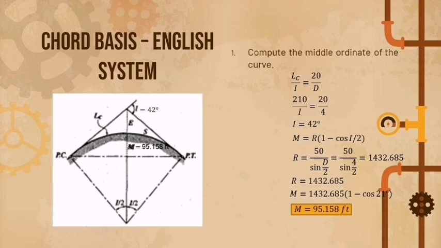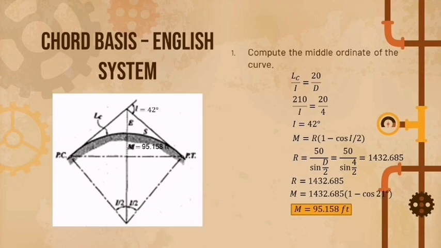So we're answering this by chord basis English system. Number 1, compute the middle ordinate of the curve. Again, the length of curve over the angle of intersection equals 20 over D. Our length of curve is 210, where the degree is 4. Substitute that to the formula and we'll get again the answer of 42 degrees.